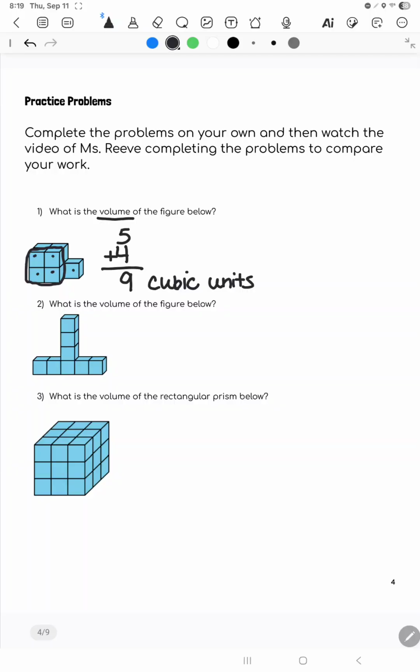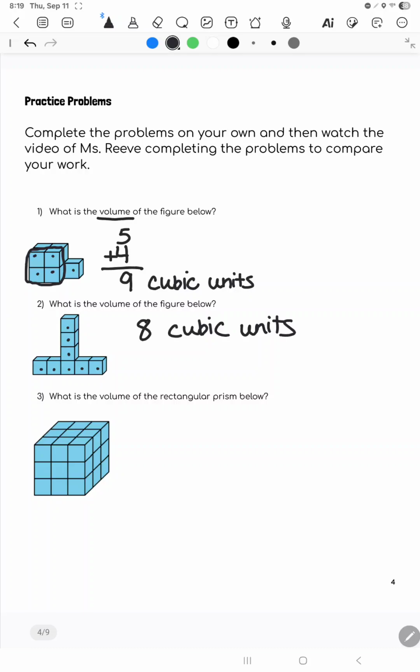Next, what's the volume of this figure? Well, this is just one layer. It looks like an upside down T. I can't use my length times width times height because it is not a rectangular prism, but I can just count this one. 1, 2, 3, 4, 5, 6, 7, 8. 8 cubic units.